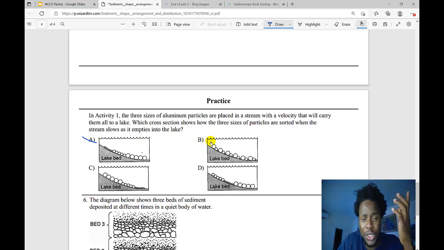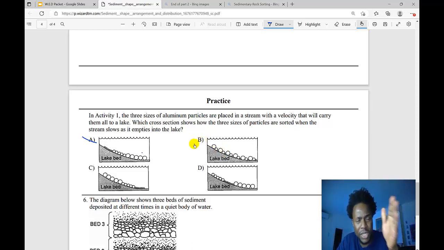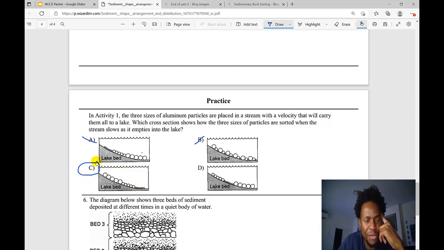Option B doesn't look sorted at all. I have big, middle, small, big, middle, small. This is not sorted at all. Rivers typically would sort their sediments as they progress in their journey. So B is out of the way as well. Option C does look like it: the bigger sediments first, then the middle ones, and then the smallest one. Yeah, that is how sorting is done. That is how a river does it. So C is probably our answer. Let's look at D. D is the middle size and then the smallest size. No, that's not logical. Correct answer is C.